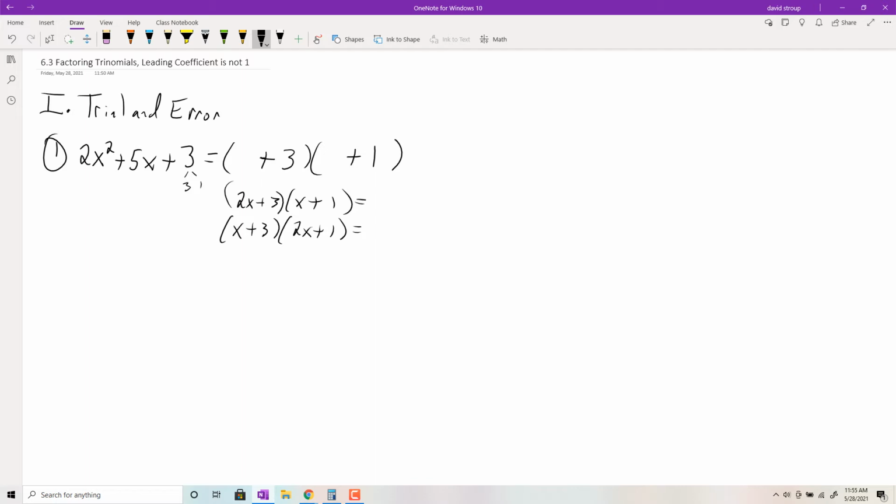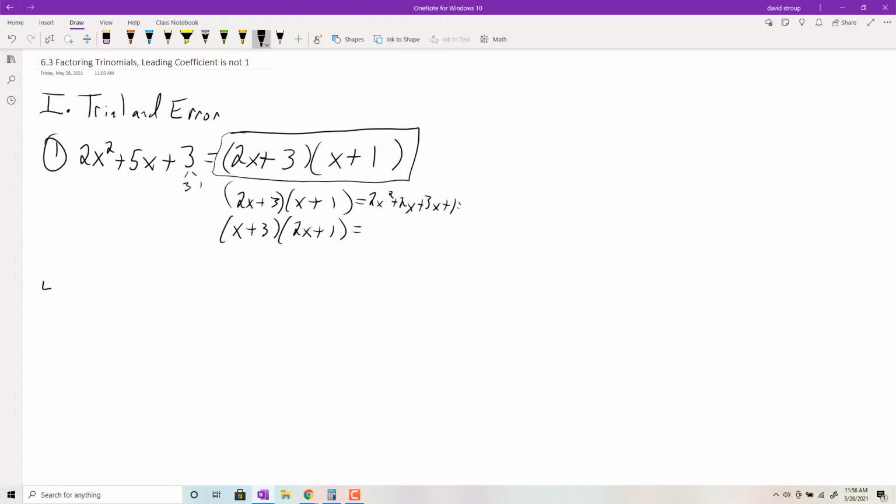So anyways, here we go. First, 2x squared, outer 2x, inner 3x, last 3. So the first guess is right. It's 2x plus 3 and then x plus 1, and that would be the factorization. That's your answer.